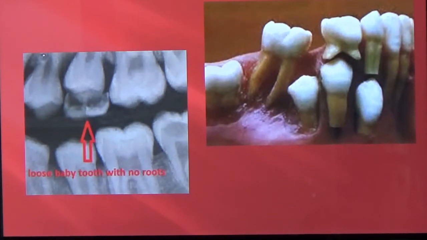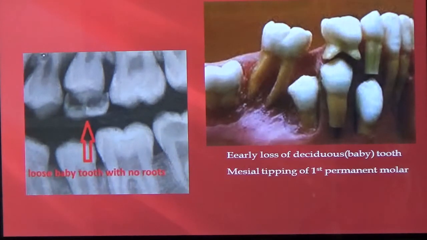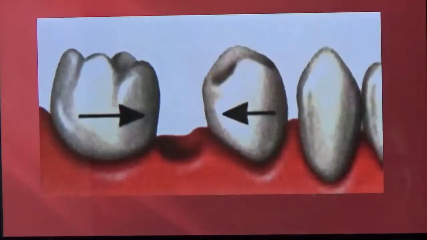Put a little wire space maintainer there to hold it. It's going to cost you maybe $200 to make that and cement that. You're going to hold on to it for 3 or 4 years, and then this tooth comes in and breaks right through. Or it's going to cost you probably $2,000 to push those teeth back. So early loss of baby teeth leads to mesial tipping of the first molar, impaction of the second permanent premolar.